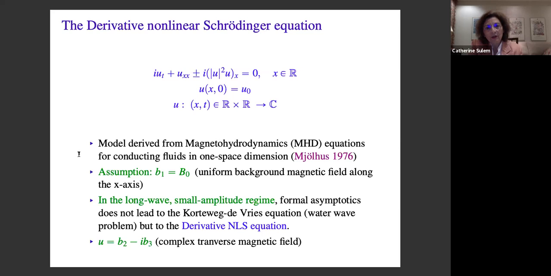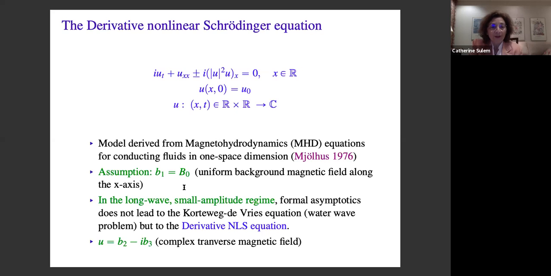So this equation is a model that was derived by plasma physicist Mjølhus in '76, and other people in other contexts, from the compressible magneto-hydrodynamics equation for conducting fluids. The first restriction is that the velocity and the magnetic field depend only on one space dimension, a function of x only. The second assumption is that the magnetic field, which has three components, for the first component, it is constant. It is a uniform background magnetic field along the x-axis.